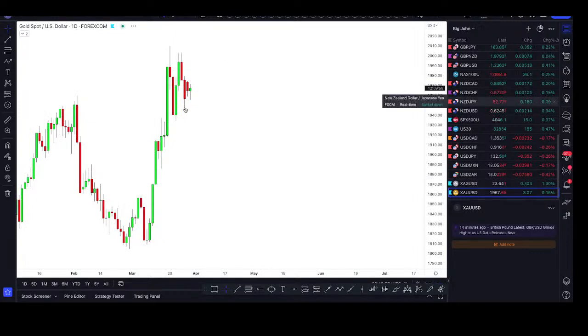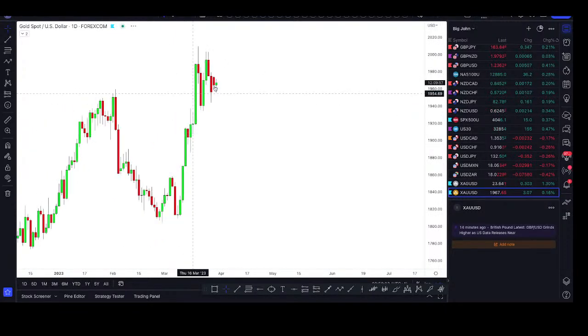So yep, gold is starting to buy today. We're seeing this, even though we've got this sell. My reasoning for gold buying is, go to the monthly time frame.